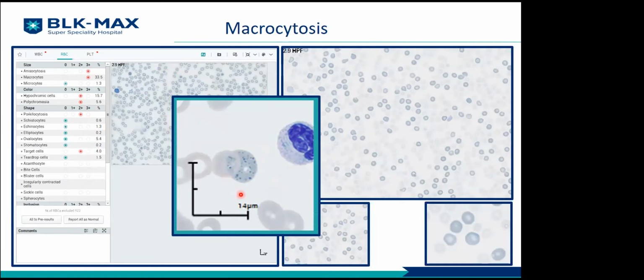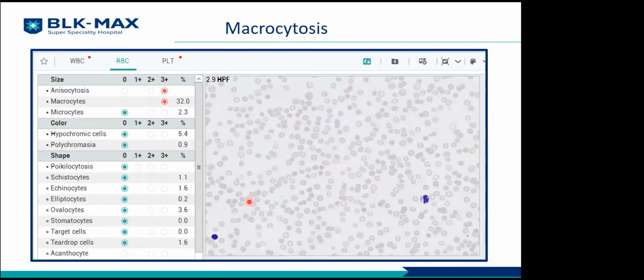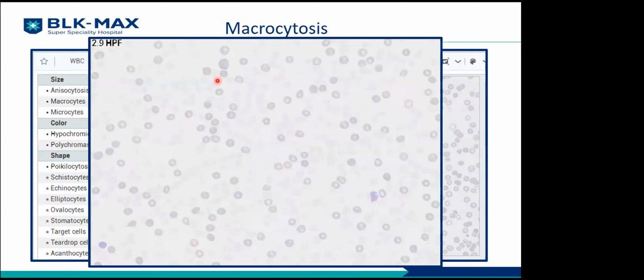So normally, when you sit at a microscope and would like to pick it up from a manual microscopy standpoint, picking up such finer detail requires a lot of effort, time, and energy. Whereas when you sit down with a digital morphology platform, it has already picked up a lot of this information and given it to you on the digital platform in front of you. Another case of macrocytosis from our center, where we had a significant number of macrocytes. And if you look at it, they were all very distinctly highlighted by the digital morphology analyzer.